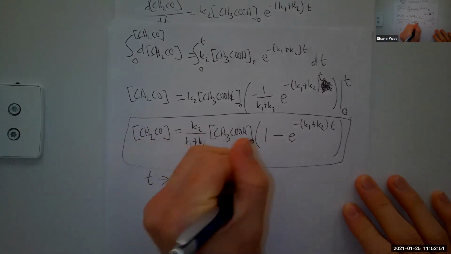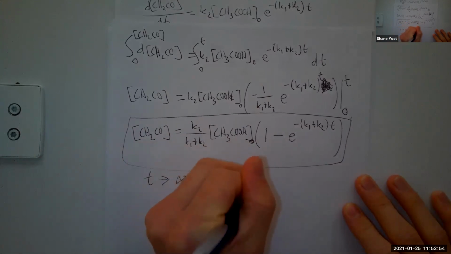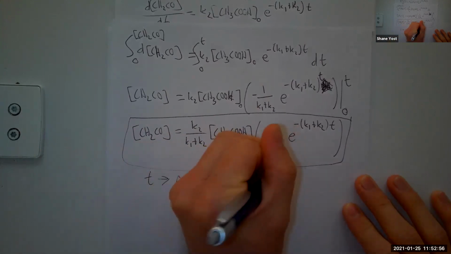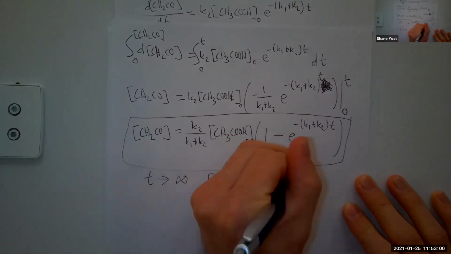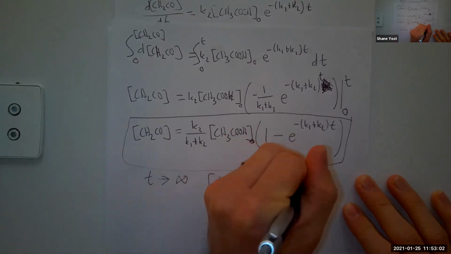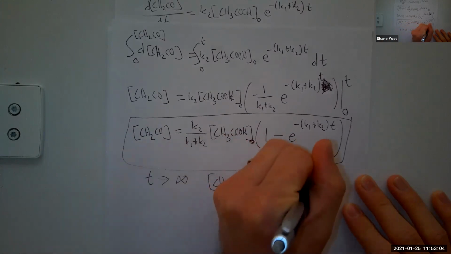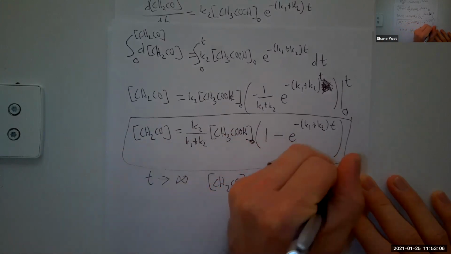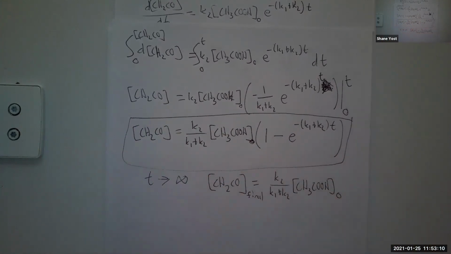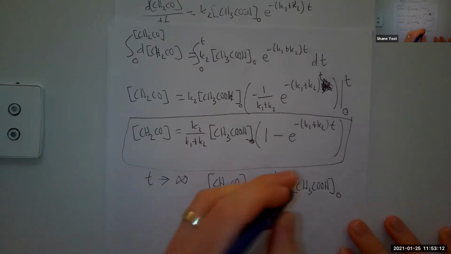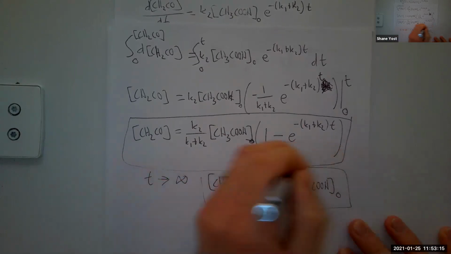CH2CO is just going to be K2 over K1 plus K2 times the initial concentration of our acetic acid, CH3COOH. And then this is going to be 1 minus 0, which just gives us 1. And so this is our final concentration.